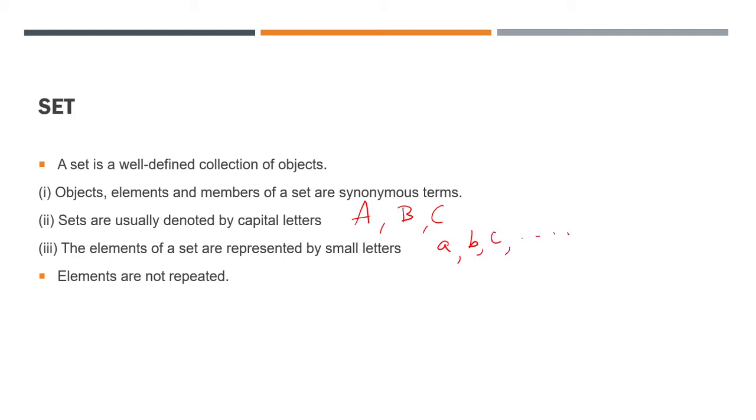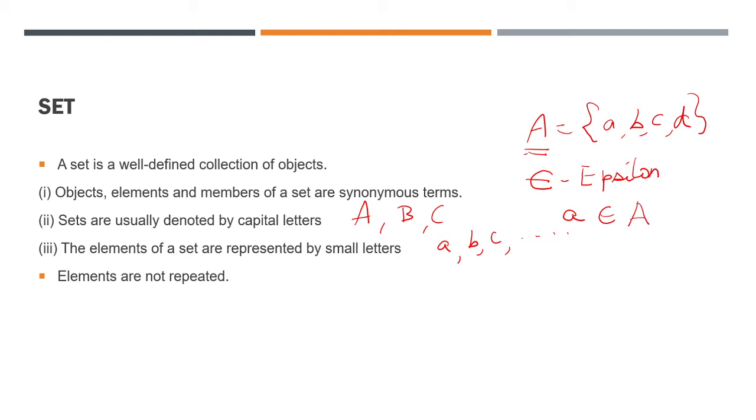Now, if we have a set A equal to, let's say, A is equal to a, b, c and d. If any element belongs to this set A, then we denote it with an epsilon. This is a Greek symbol called epsilon. So we can say small a belongs to this capital A, because this is an element of this set. So we can write a belongs to A.